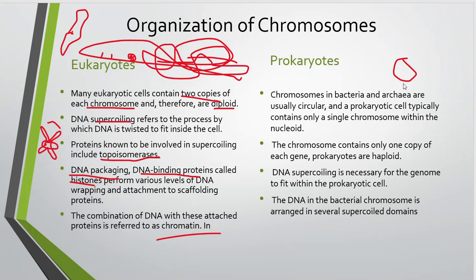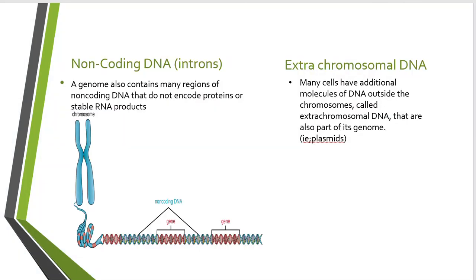So these guys are circular, and they usually only have one, although they can have another one. We'll talk about that a little bit later. This is where they get a lot of their antibiotic resistance and a lot of virulence factors. They have a very small special chromosome, but for the main part, this is their chromosome. One copy, so prokaryotes are haploid. These guys got to do some supercoiling to get in there too. All right, let's continue on.